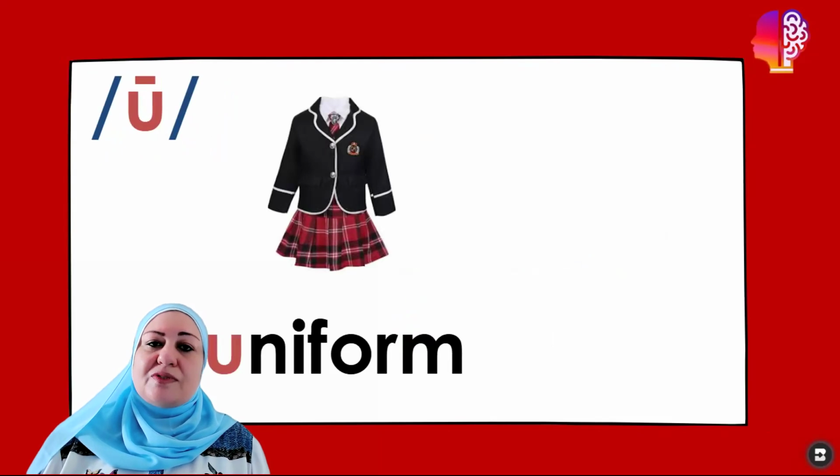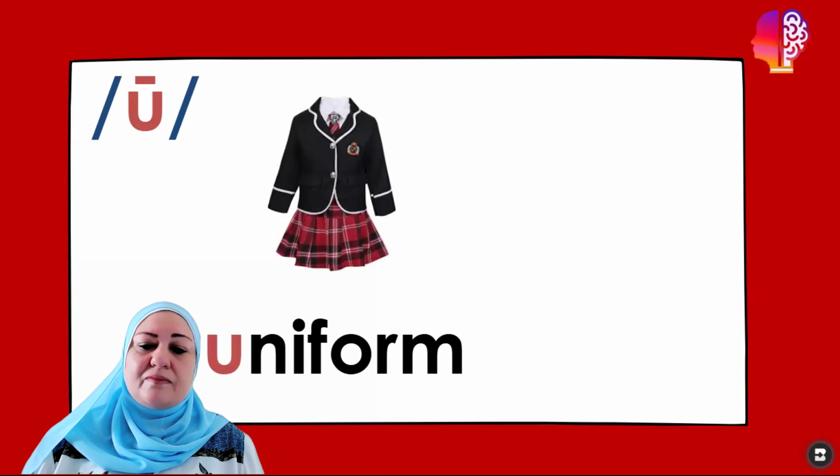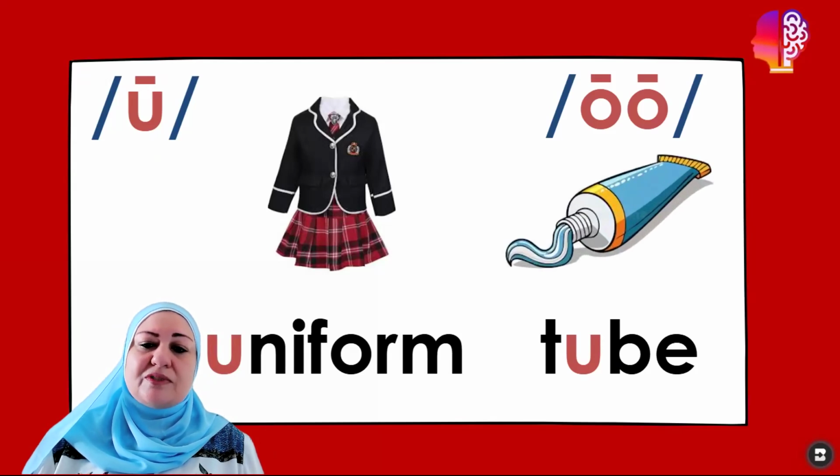Now, the long U sound, we can have two sounds for the long U sound, which is represented by the letter U. The first one is uniform. You hear a Y sound in the beginning of the word uniform. And then you have a U sound as in tube. So there are two sounds for the long U sound: uniform and tube.